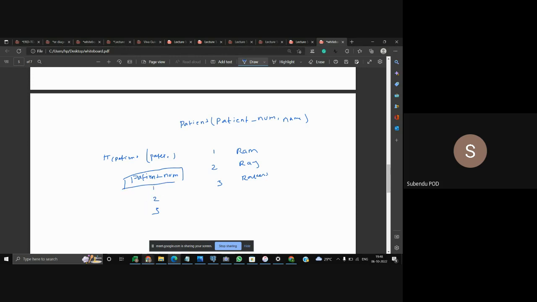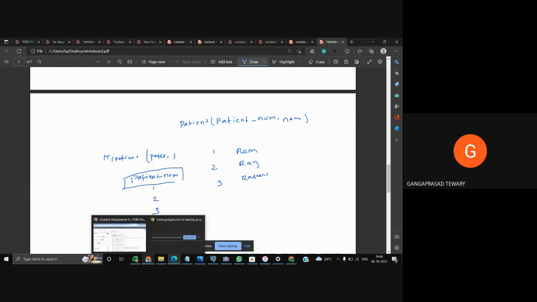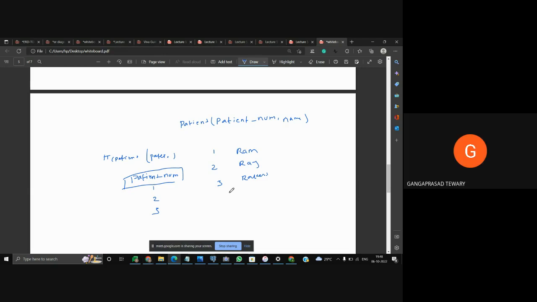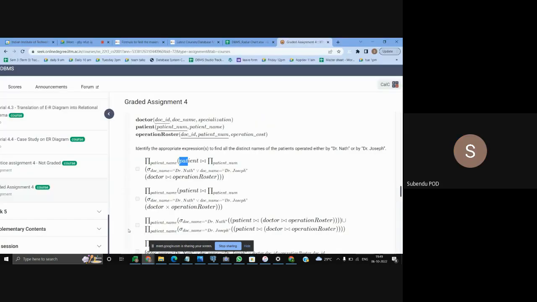Is it clear? So you are saying even a table can be joined with an attribute. First we get the projection, which is outside the relation bracket, and then whatever projection we get, we do the natural join. Let us read the first line. Projection of patient name, which comes from patient natural join the projection of patient number.